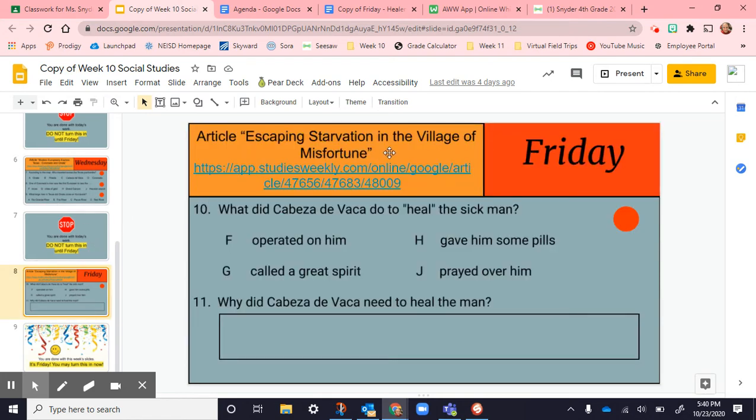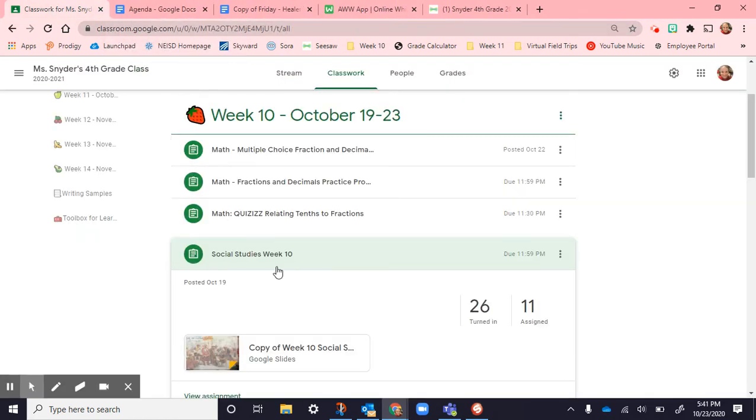So this is Escaping Starvation in the Village of Misfortune. They were told that if they did not heal, they were going to starve, pretty much. The story talks about the predicament that they were in. So why does he heal the sick, or what did he do to heal the sick man? And then why did he need to do that? You can click the article to read along and listen to that, and then you fill in your answers. That needs to be turned in today.